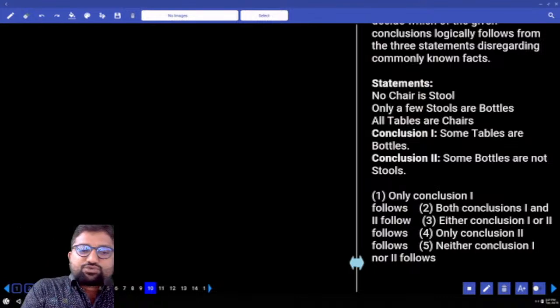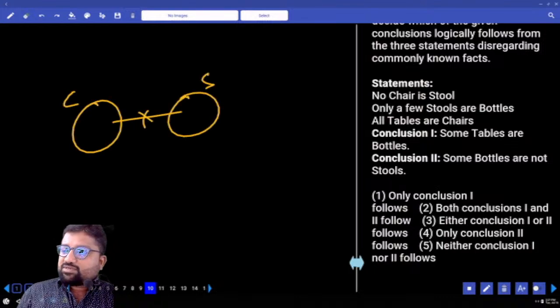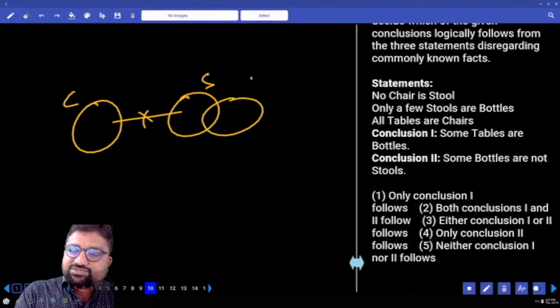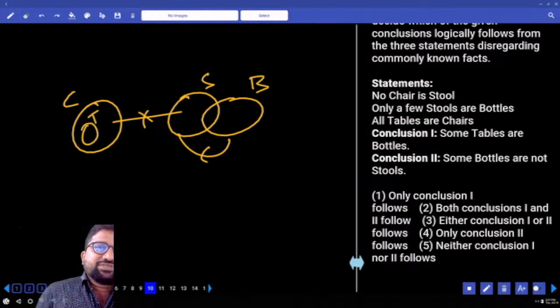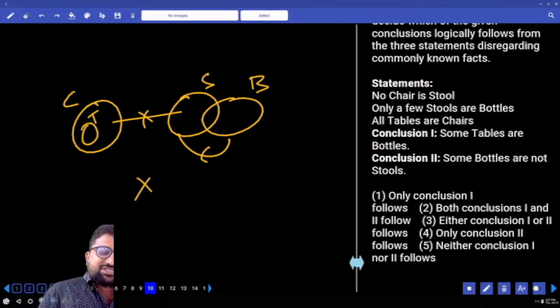Next, no chair is stool. Only a few stools are bottles. Arrow mark from bottles to stool. All tables are chairs. All the tables go inside chairs. First conclusion, some tables are bottles. Is there any relation? No.